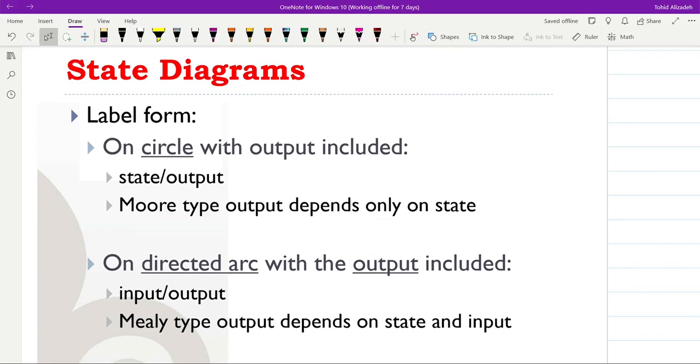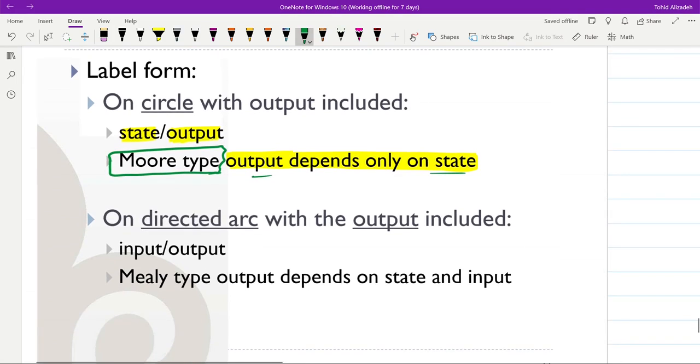Okay, so this is something that we already have discussed, but here we are learning about the type of the output. If the output depends only on the state, we will show the output inside the circle, and there we will have the state slash output. In this case, we say that the sequential circuit is of type Moore. So we have the Moore type when the output depends only on the state.